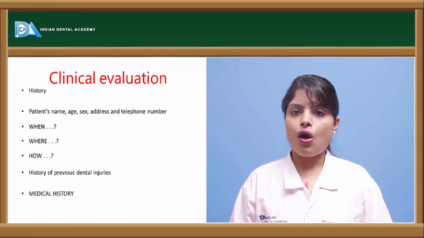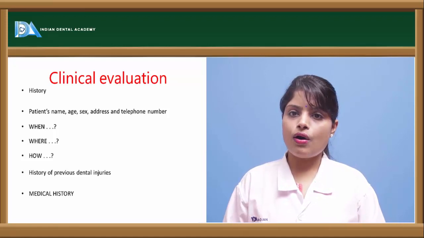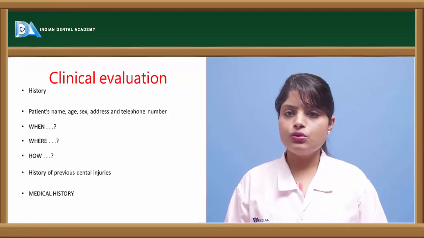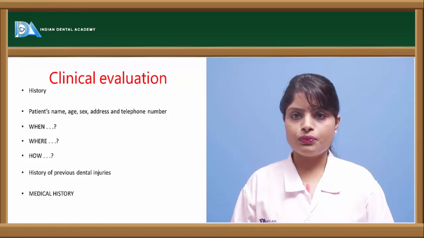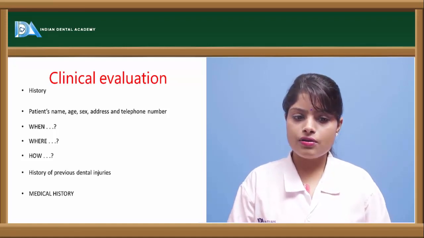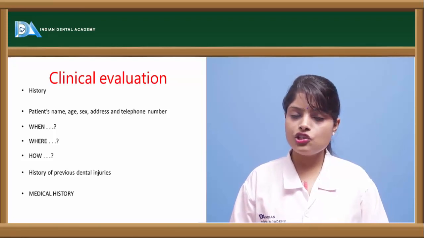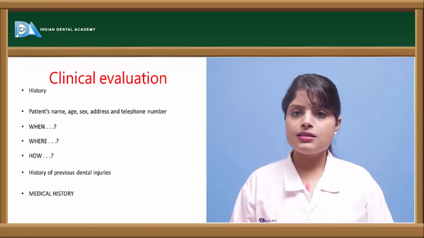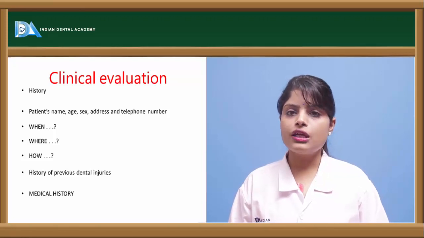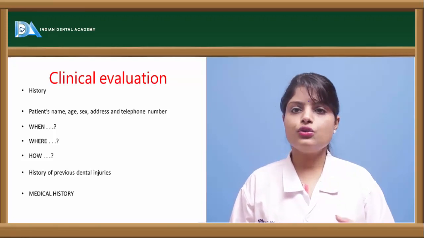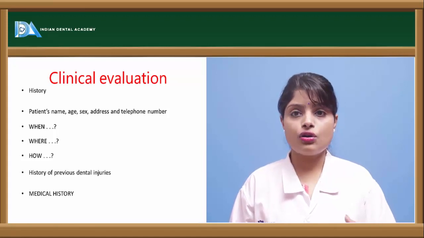Now, if the object is more resilient, less injury will be caused to the tooth, that is either the soft tissue or the hard tissue. The shape of the object is also responsible. If the object is sharp, it will cause a sharp injury to the tooth, a fracture of the tooth, either enamel, dentine or cementum, or a fracture of the root.